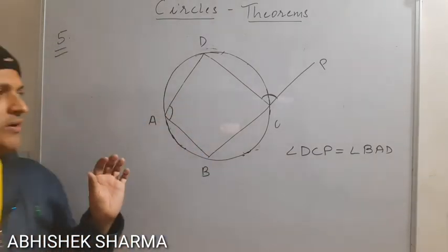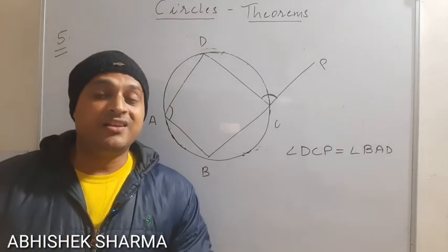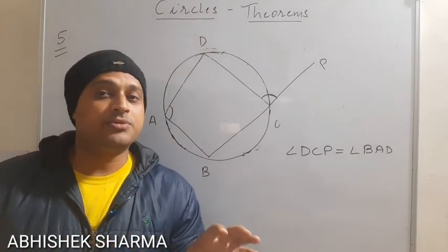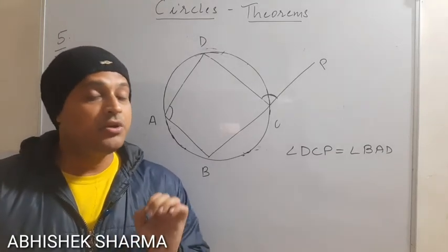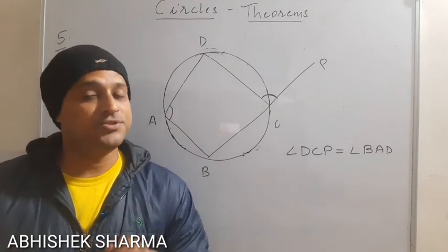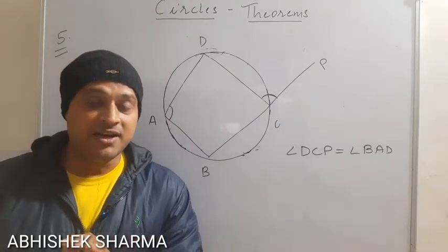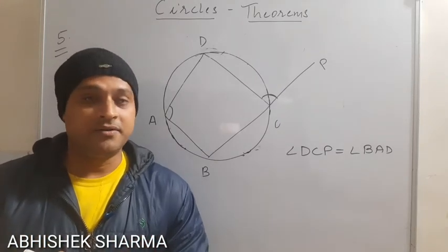Just try to understand this diagram. Because in our circles you will find that there are many complicated diagrams given to you. You need to understand those diagrams. You need to apply these theorems on those diagrams. Only then you can overcome this chapter. This chapter is easy, but that all depends upon your thinking power.